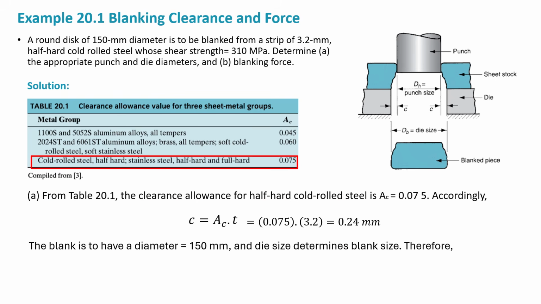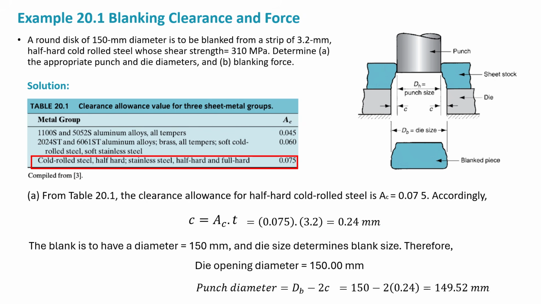Next, we continue with that. We found the clearance, so we can calculate the die opening. The die opening diameter is 150 millimeters, which is the same as the diameter of the round disc. The punch diameter is equal to DB minus 2c. The c is 0.24, so 2c is 0.48. DB is 150, and then simply the punch diameter is equal to 149.52 millimeters.